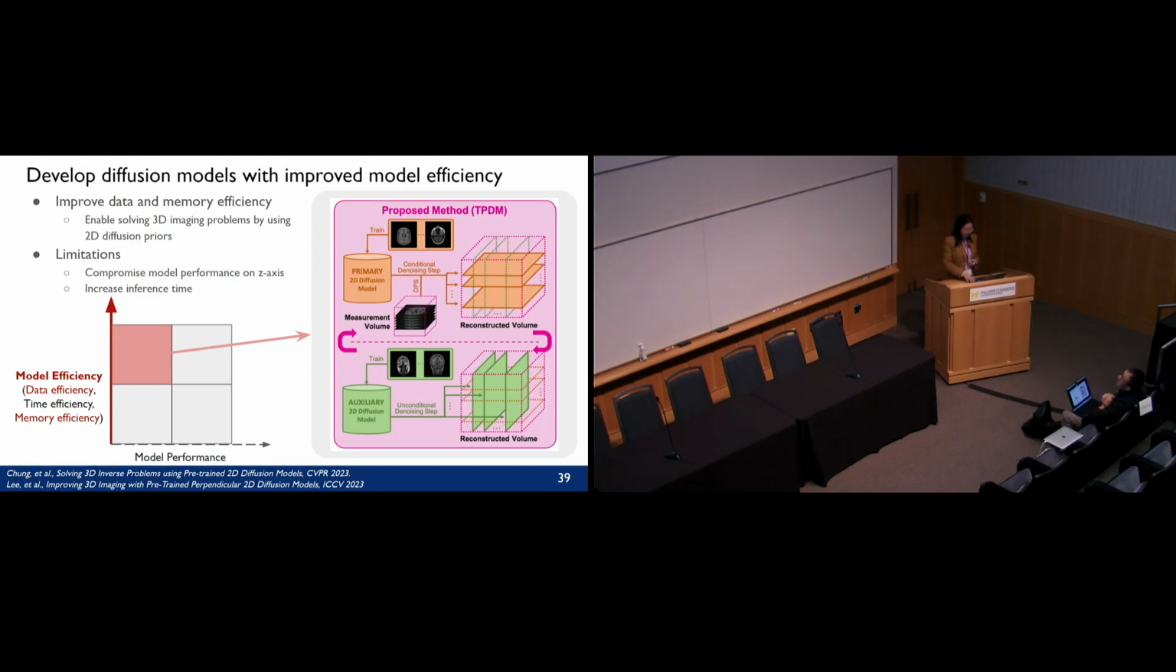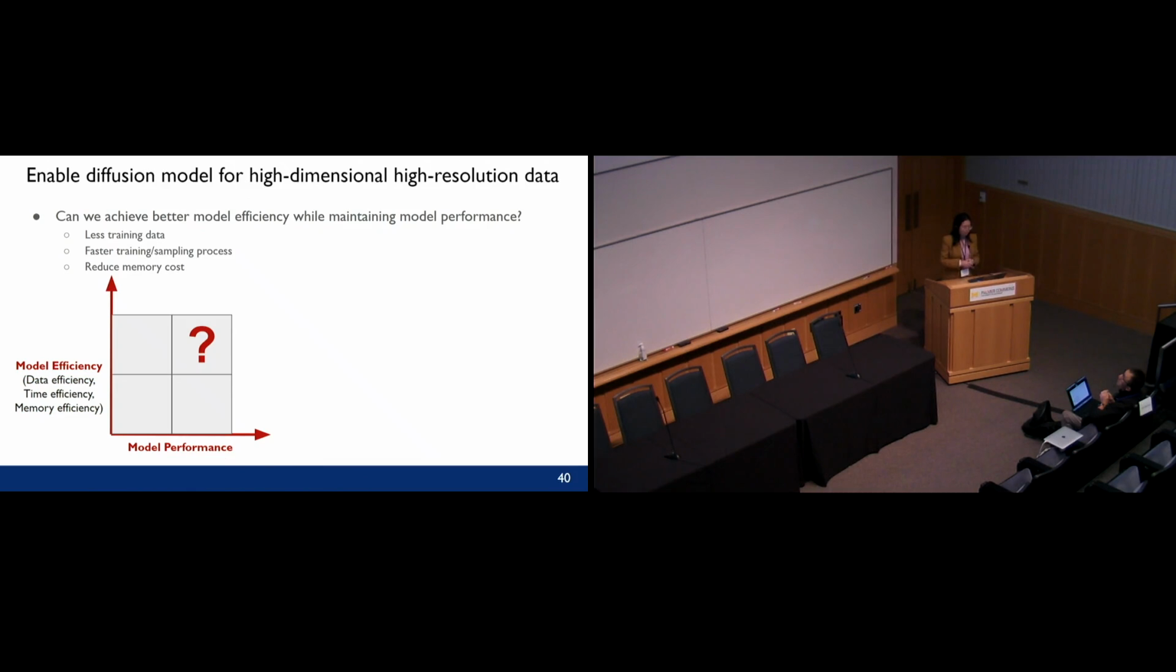So in all these existing works we have seen, we really want to get into this question: is it possible that we can improve the efficiency of the diffusion model while maintaining the model performance at a good level? And especially, can we make it work for high dimensional and high resolution imaging?